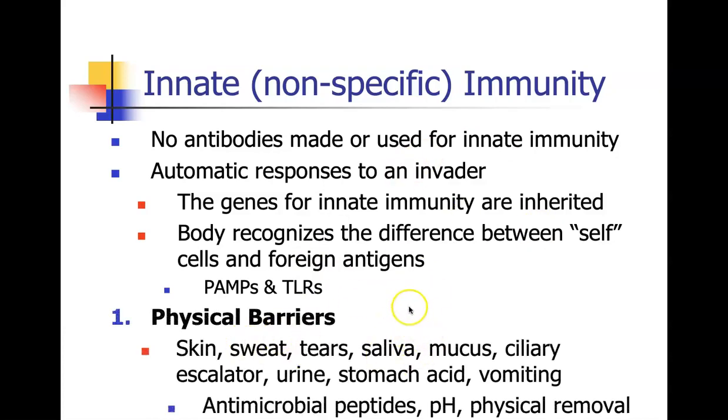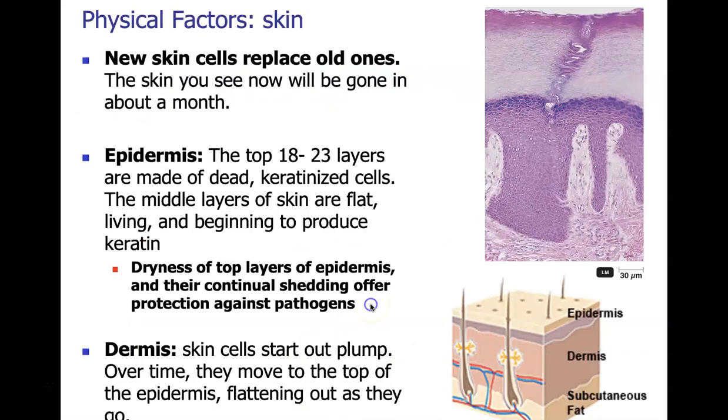The first part of this immune response is the physical barriers. So these are going to be things like skin, sweat, tears, saliva, mucus, etc., all of which are physical barriers to foreign things getting into your body. So skin is going to be a really important physical factor that prevents foreign items from getting into your body. And this is renewed constantly. So new skin cells are replacing old ones. The skin you see now on your body will be gone in about a month.